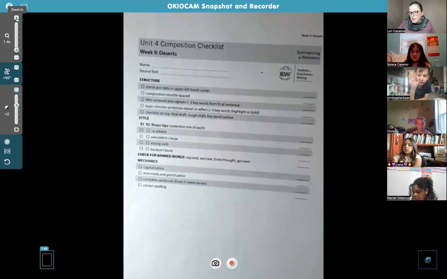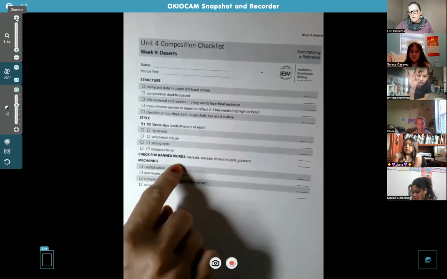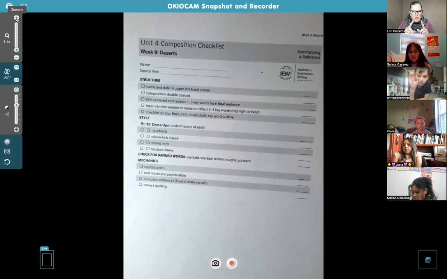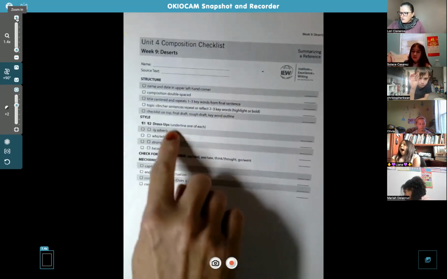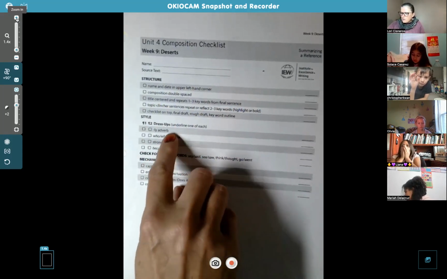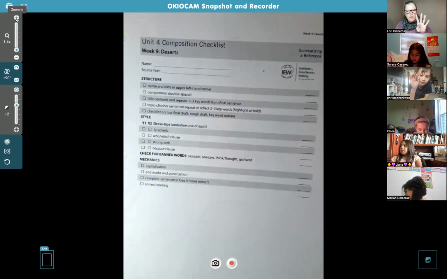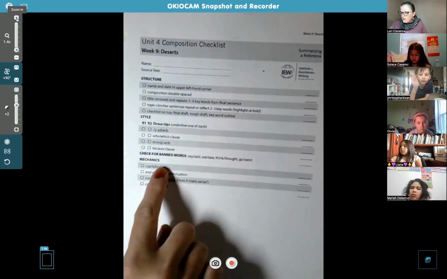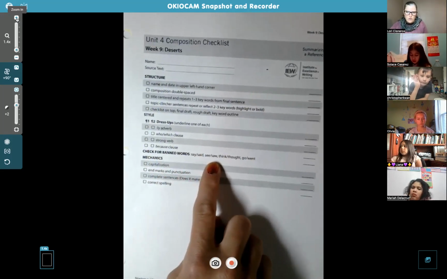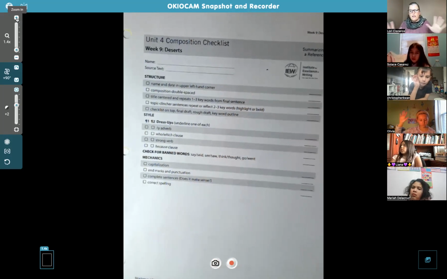Don't underline it though, because you're only underlining your dress up words. So you don't want to underline your topic clincher words. That's separate. That's going to look different. But notice you've got all these dress ups here. There's 1, 2, 3, 4. You got to make sure all 4 of those are in your paragraph. And then watch out for those banned words. Don't include those. You're not allowed to use those anymore.